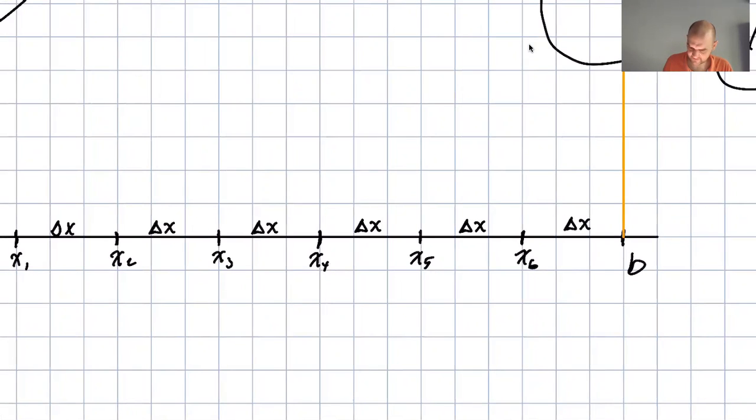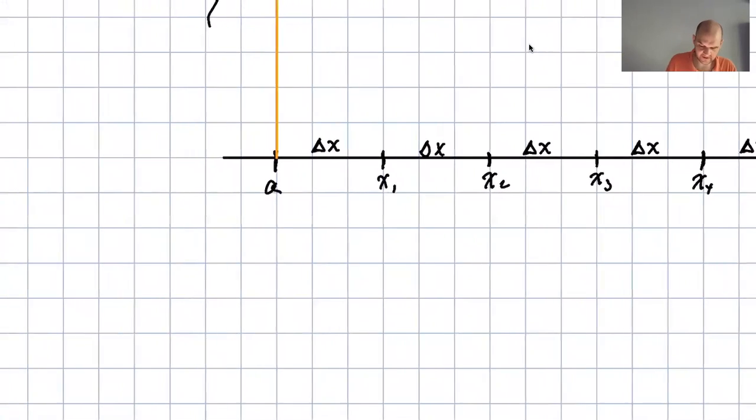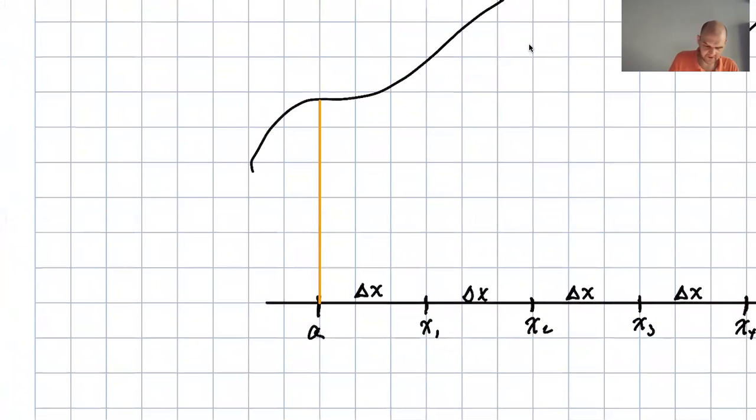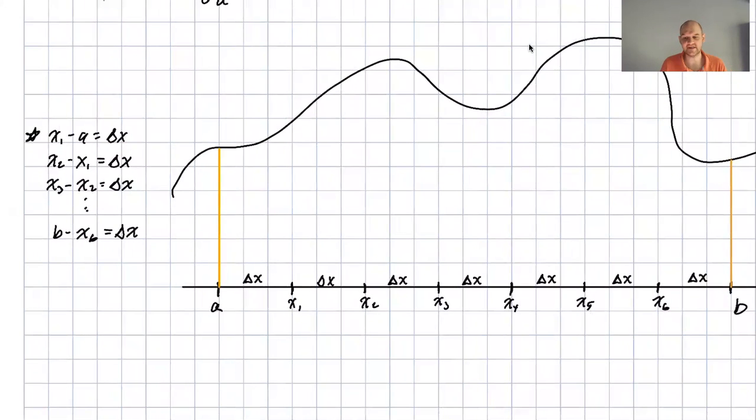So we made even cuts, right? So all of them are delta x's. So for example, x1 minus a is delta x, and x2 minus x1 is delta x. x3 minus x2 is delta x, dot, dot, dot. And then finally, b minus x6 is also delta x. All of those are equal to delta x because they're all equally spaced out. It's going to be kind of important.